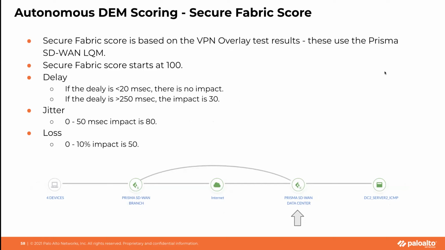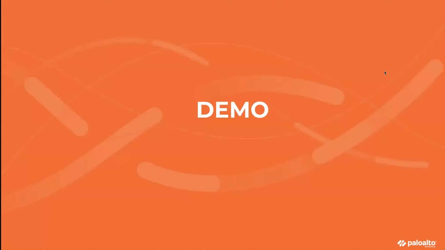For the jitter, if it's between 0 to 50 milliseconds, the impact is 80. Loss, if it is between 0 to 10%, the impact is 50. So this is all about our ADEM session.